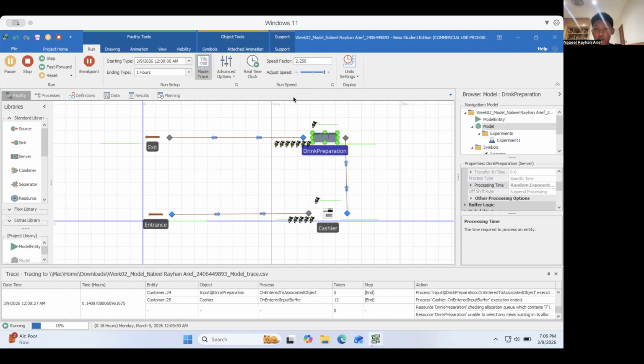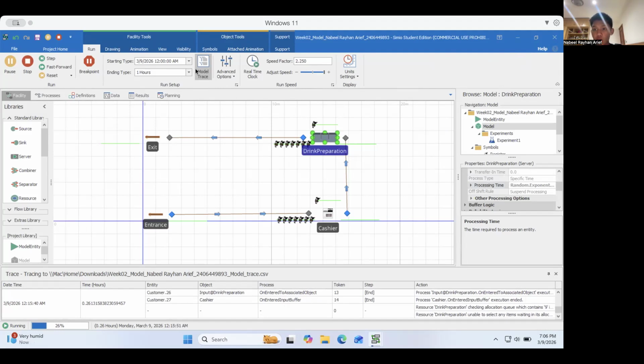When running a simulation, there are a lot of things that we can activate. For example, before I start the simulation, I already set the ending type to 1 hour because the observed time that we were supposed to do was 1 hour.